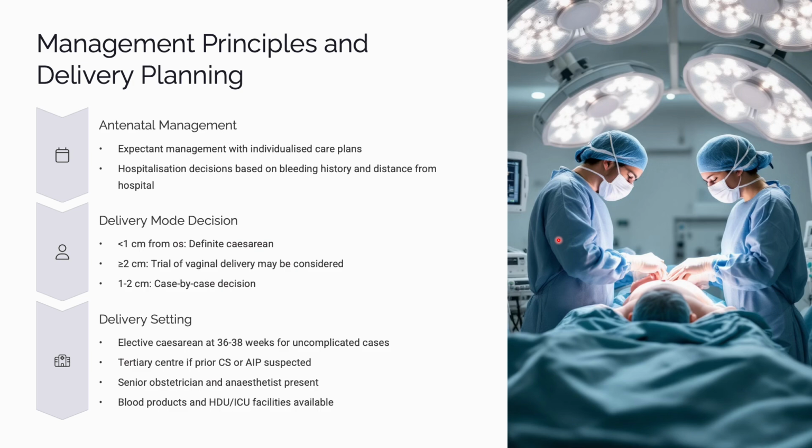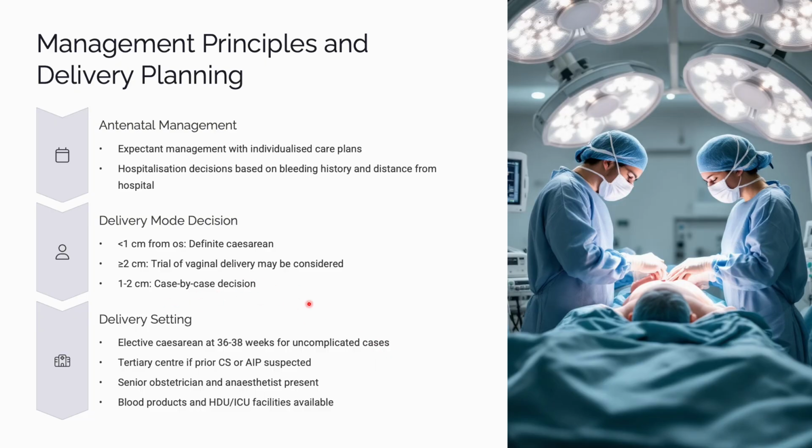So management principles. Antenatally, expectant management if no bleeding, and hospitalization if any bleeding or if she lives far away from the hospital. For the delivery plan, if it is within 1 centimeter, or within 2 centimeters, usually cesarean section. More than 2 centimeters, we can try vaginal delivery. Within 1 to 2, some allow vaginal delivery case by case.